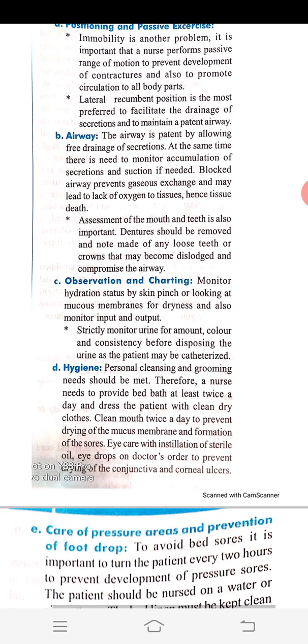Then observe the input and output chart and strictly monitor the urine output. The urine color and consistency should also all be recorded. Then come to hygiene.